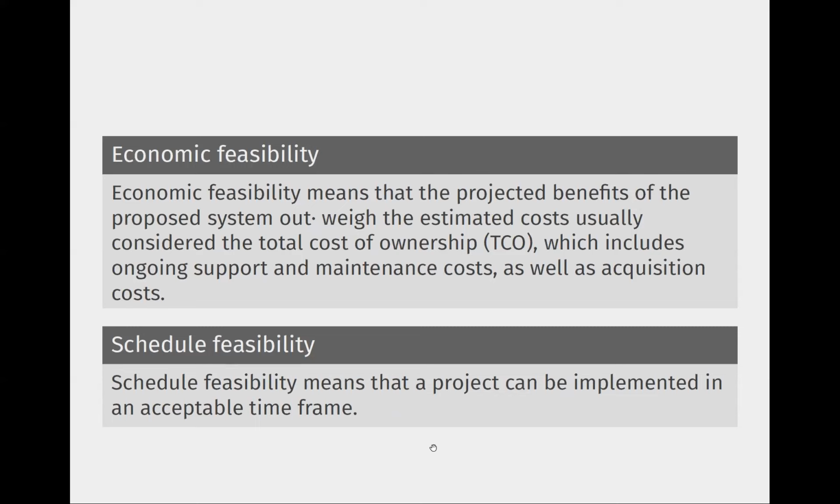Right. Another one is economic feasibility. Now, when you say economic feasibility, it means project benefits, right? So whatever the proposed system, you have to weigh the costs. These costs are known as total cost of ownership, TCO. Again, I will discuss this in the coming session. Simply what it means is the ongoing support and maintenance cost, as well as acquisition cost. Acquisition means whether you have purchased or whether you are going to build your own. So you have to spend that cost as well. So that also you have to consider when you talk about economic feasibility.